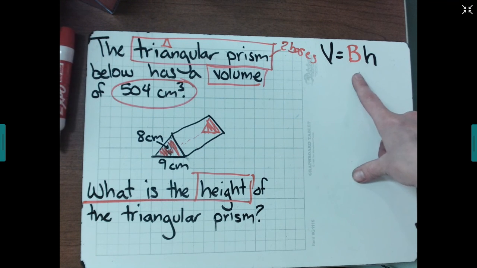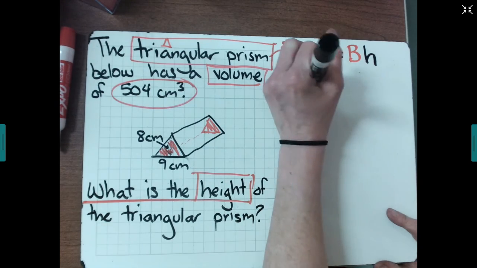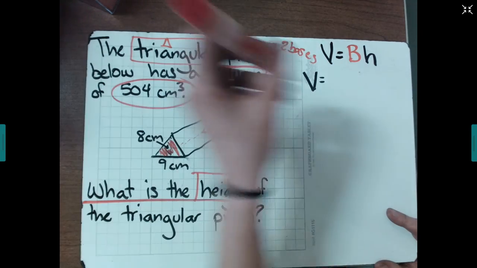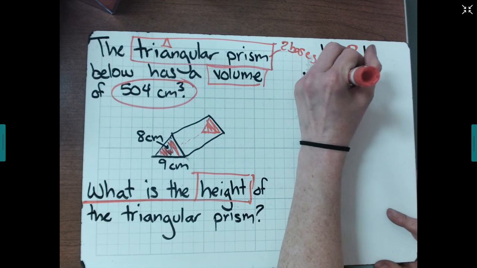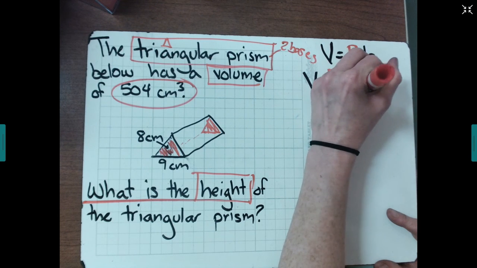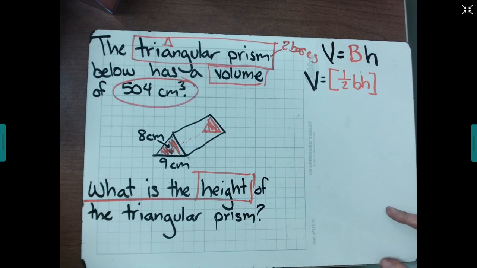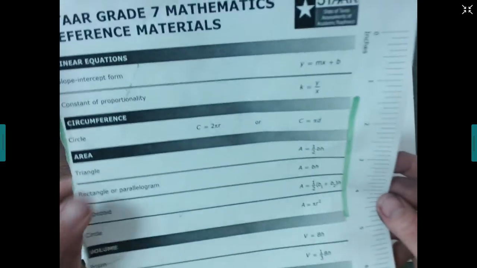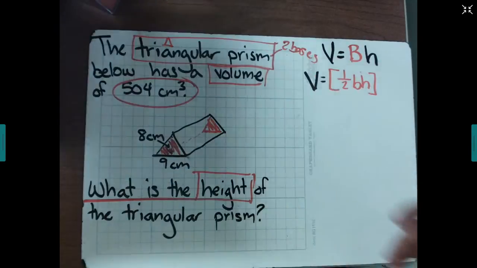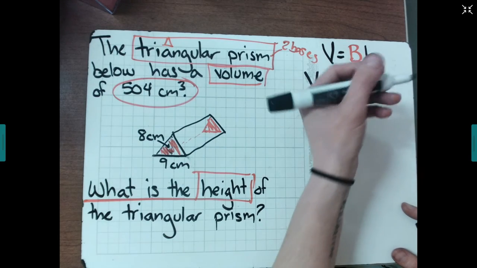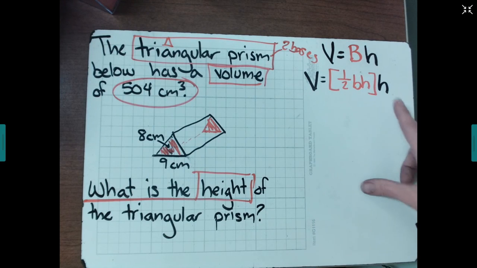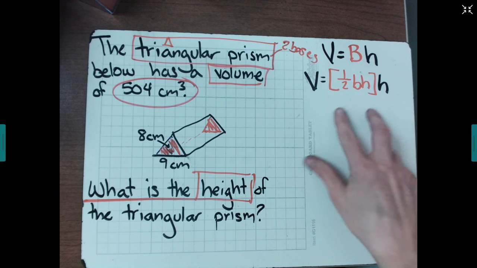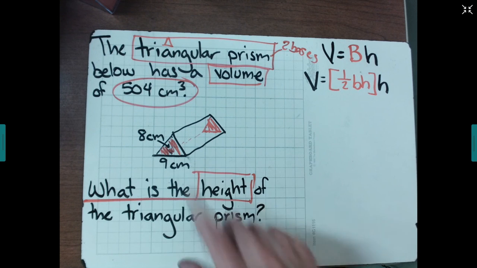Okay, now my base is a triangle. The very first thing I'm going to do is replace my capital B with the area of a triangle. Ms. Burns, it's just base times height, right? Well, let's check the star chart. Area of a triangle, 1/2 the base times your height. Okay, so be careful with that. And then don't forget the height at the end. So I've written my formula. I've replaced my capital B with the formula to find the base area, right?